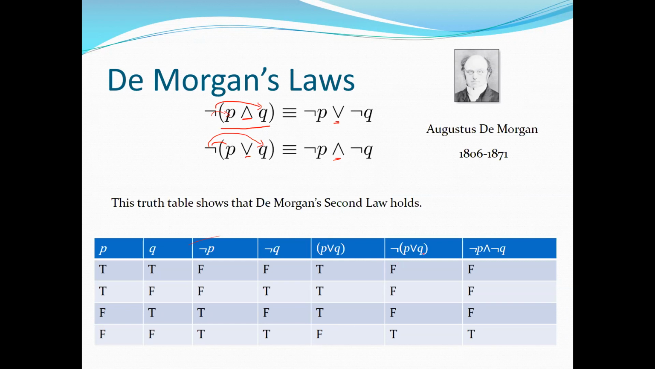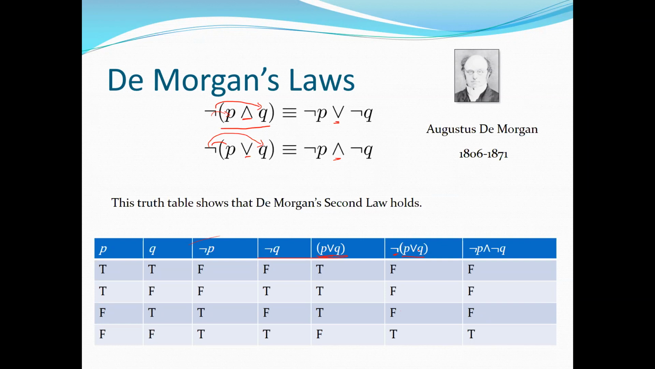Now, not (P or Q), right? So what does it mean? This negation is outside the P or Q, which means you have to apply the negation to this column, right? So if this is true, true, true, false, this will become false, false, false, true, right? And at the end we are going to distribute this negation inside.